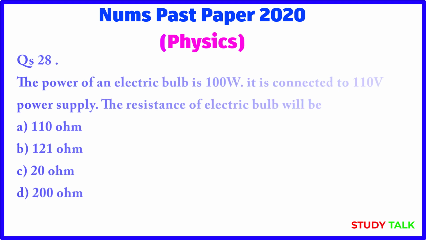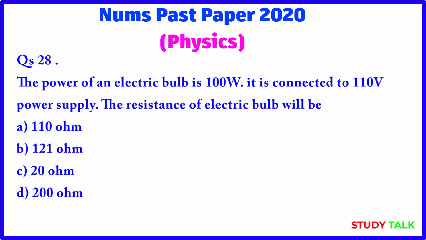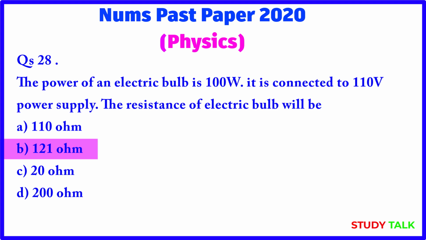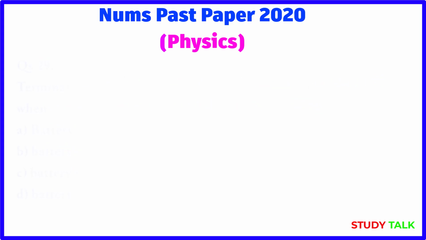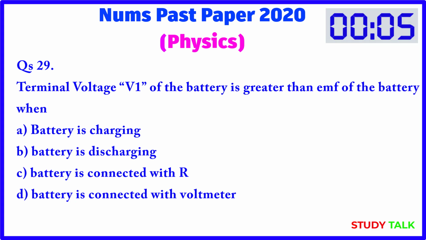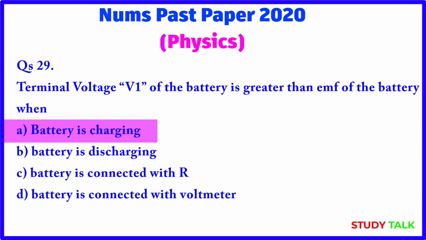The power of an electric bulb is 100 watt. It is connected to 110 volt power supply. The resistance of electric bulb will be (121 ohms). Terminal voltage of a battery is greater than EMF of the battery when battery is charging.